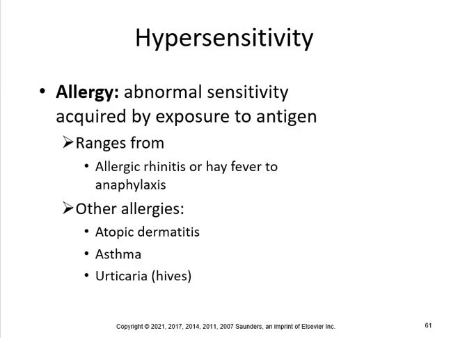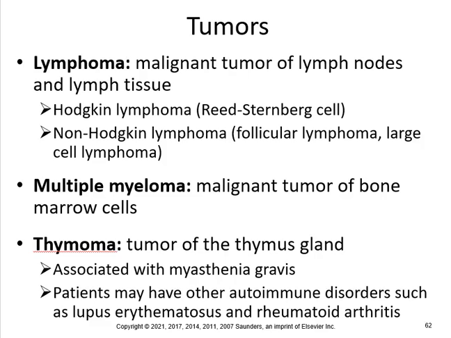What's an allergy? Allergy is an abnormal sensitivity acquired by exposure to an antigen. It ranges from allergic rhinitis or hay fever to anaphylaxis. Other allergies: atopic dermatitis, asthma, urticaria, which are hives. What's lymphoma? A malignant tumor of lymph nodes and lymph tissue.